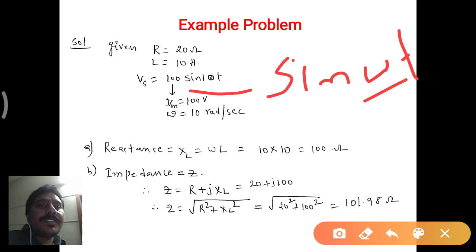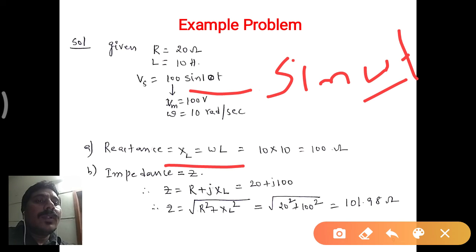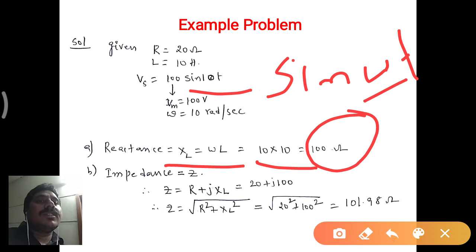Now coming to the first bit, reactance. Already we know that XL is equal to omega L. Omega is equal to 10 and L is equal to 10, so that value is equal to 100 ohms. The unit for reactance is ohms. The unit for impedance is also ohms. The unit for capacitive reactance is also ohms. So I am taking the unit as ohm.